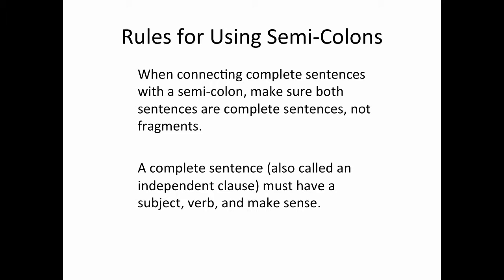Rules for using semicolons. When you connect complete sentences with a semicolon, you need to make sure that both of the elements you are combining together are complete sentences, not fragments. Okay? Complete sentences only. You have a complete sentence, then a semicolon, then another complete sentence. That is the appropriate way to combine elements by using a semicolon. A complete sentence, to refresh your memory, also called an independent clause, must have a subject, a verb, and make sense.